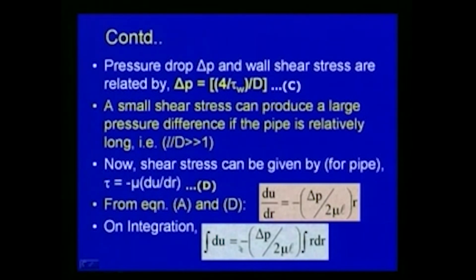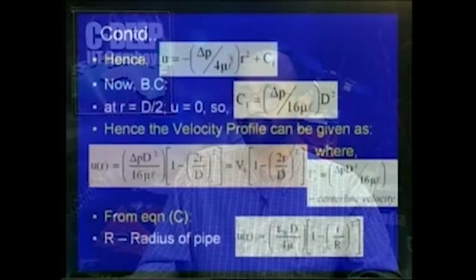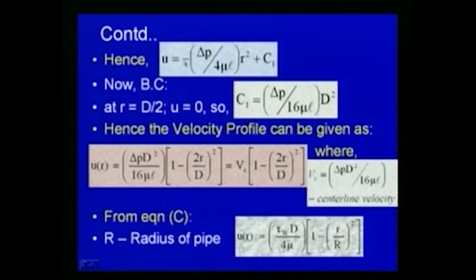So, integral du is equal to minus delta P by 2 mu L integral r dr. To find the velocity relationship, we integrate, where delta P, 2 mu L are constants, integral du is equal to minus delta P by 2 mu L into integral r dr. Hence we can derive a relationship for the velocity as u is equal to minus delta P by 4 mu L into r square plus c 1, where c 1 is the constant of integration. So, finally, we got the relationship for the velocity.